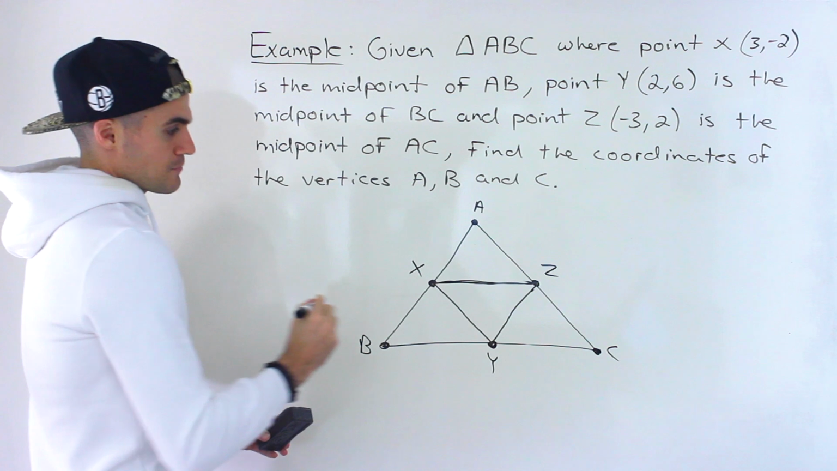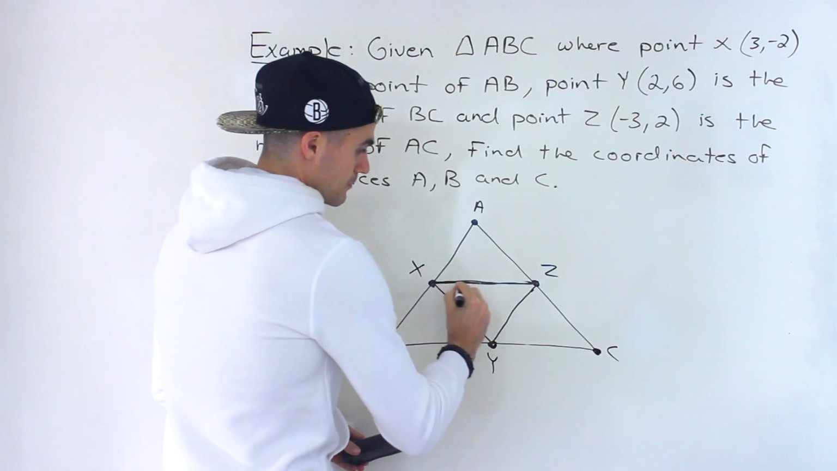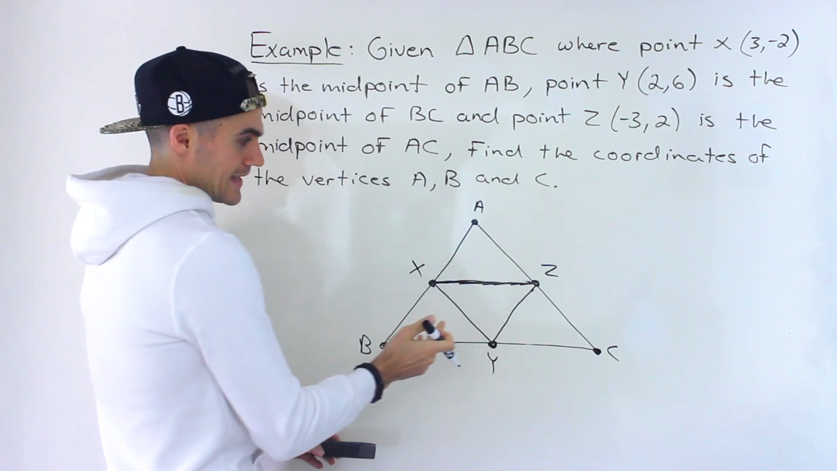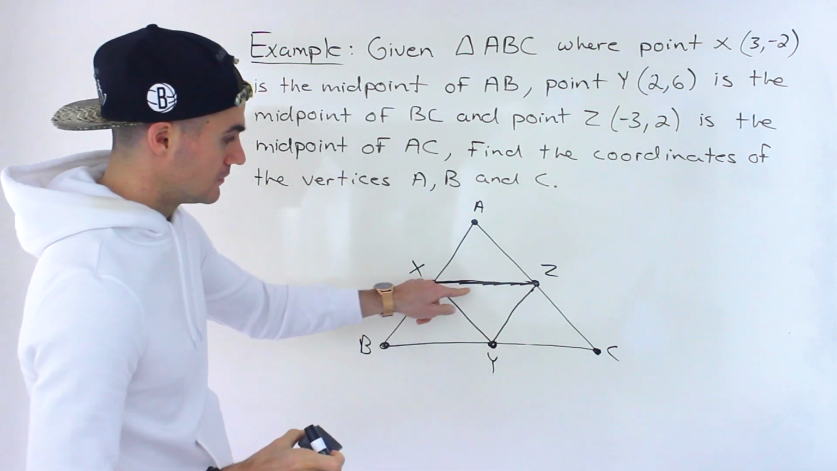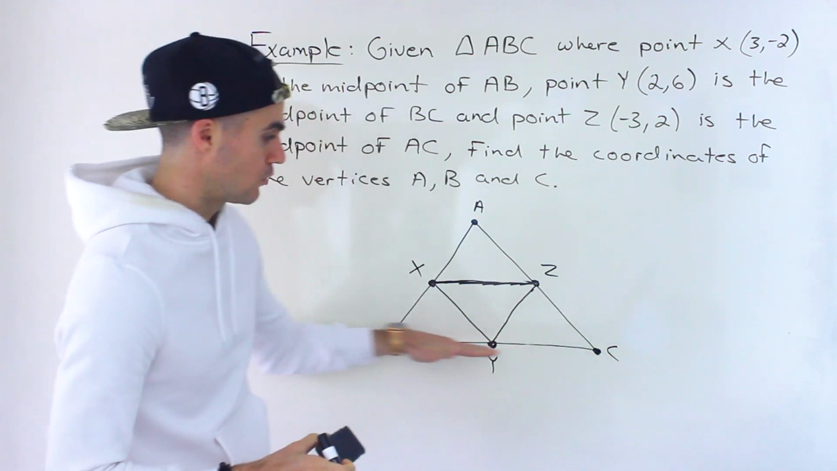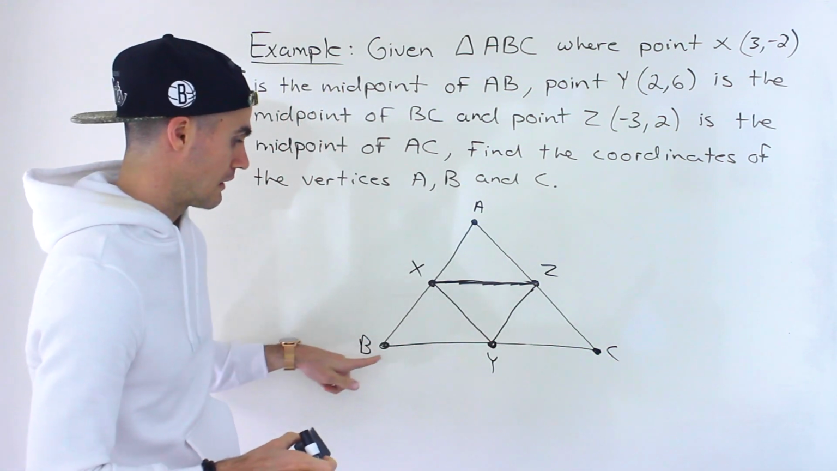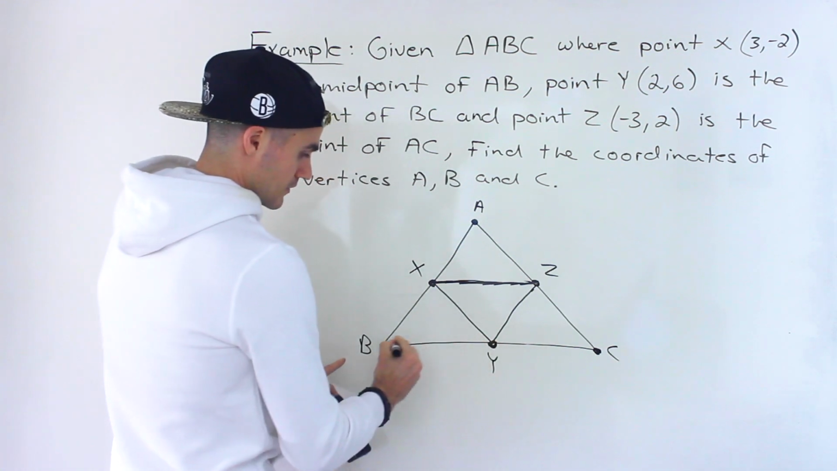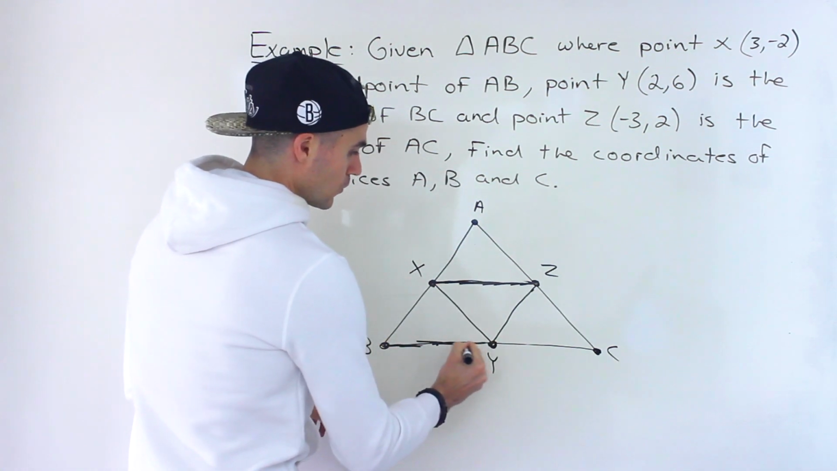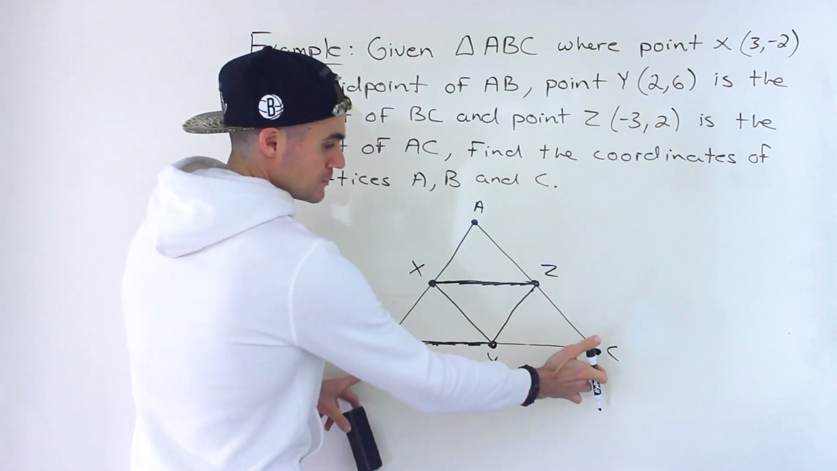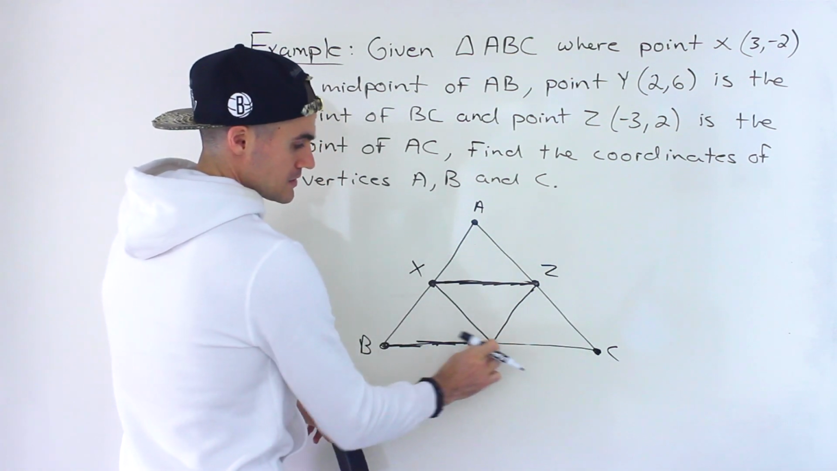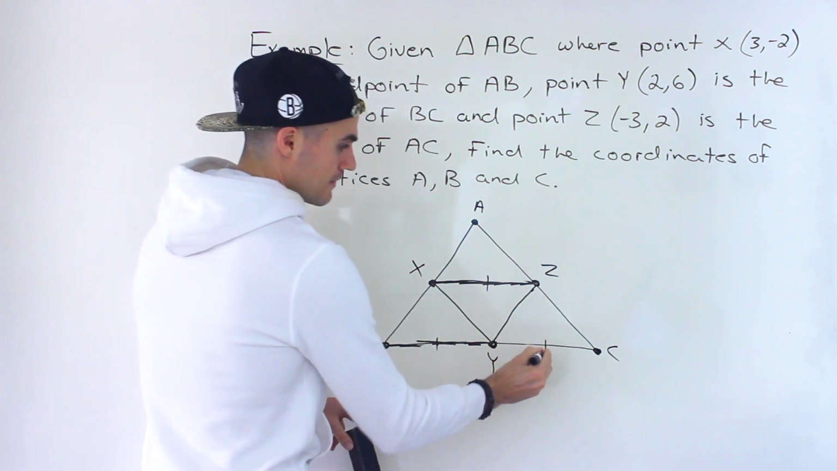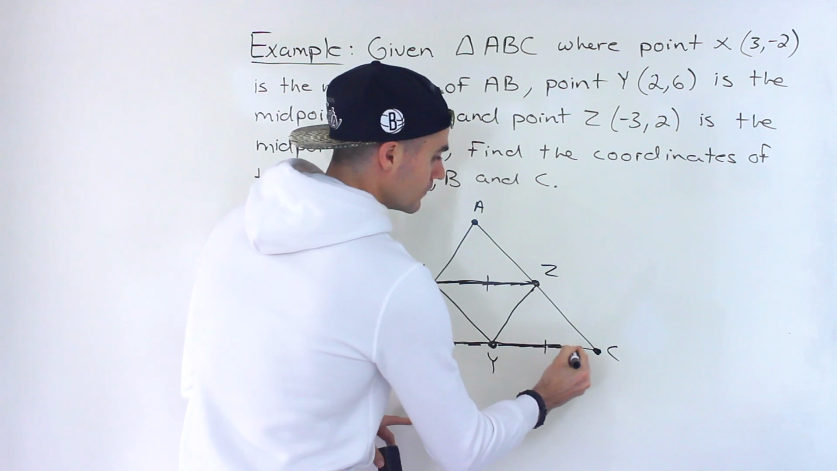And so here's what happens. This line, for example, XZ of the smaller triangle is actually going to be parallel to this line over here for the larger triangle, the line BC. And then notice that this line, BY, is half of BC because this is the midpoint, right? So this line and this line, they're all parallel.